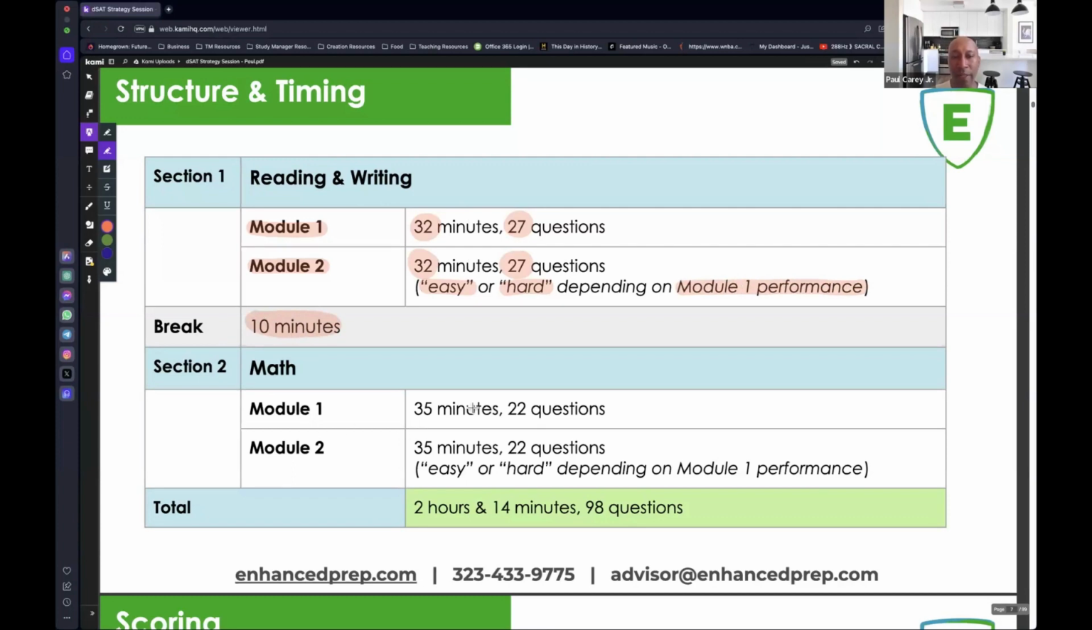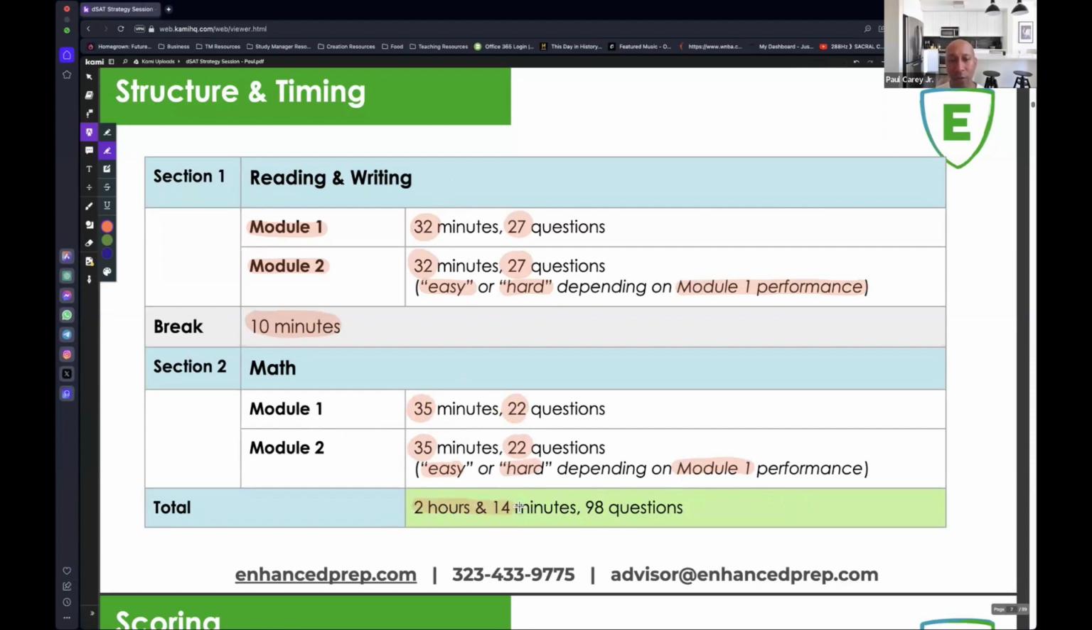And then you're going to have the math section. And just like the reading and writing section, the math is going to have the same amount of minutes per module. So 35 minutes per module, and then 22 questions. Same thing as before. You're going to have either an easy or hard module, depending on how you performed on the first module, okay? So overall, one of the interesting things about the SAT that's digital now is it's a lot shorter as far as time-wise.